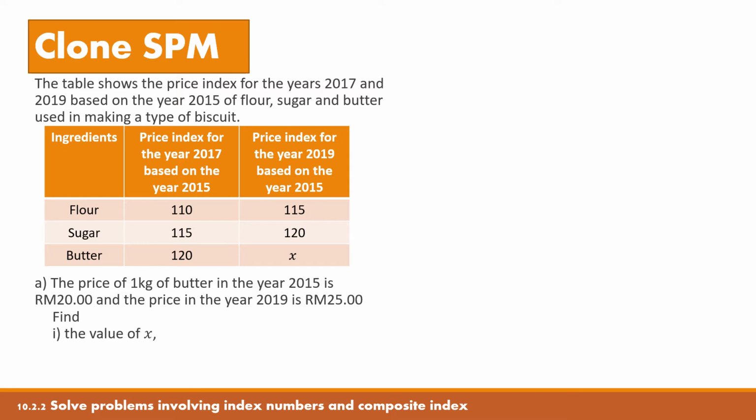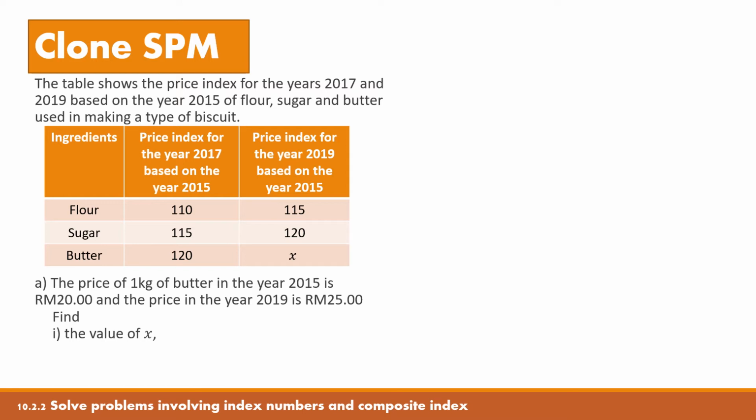The table shows the price index for the year 2017 and 2019 based on the year 2015 for flour, sugar, and butter used in making a type of biscuit. So you can see in the table here we have 3 ingredients, and in column 2 the price index for the year 2017, and the third column will be the price index for the year 2019, and both of them are based on 2015.